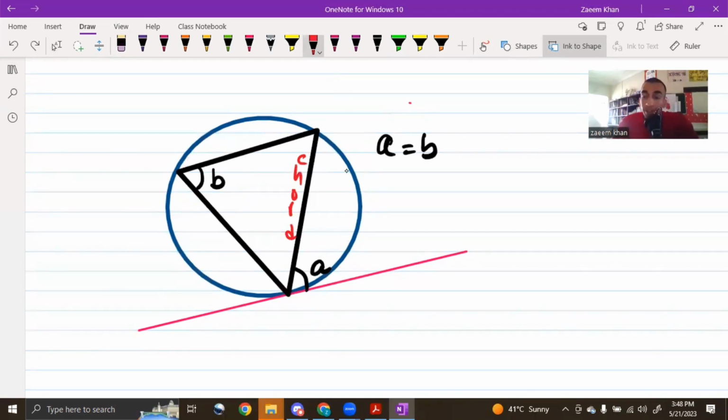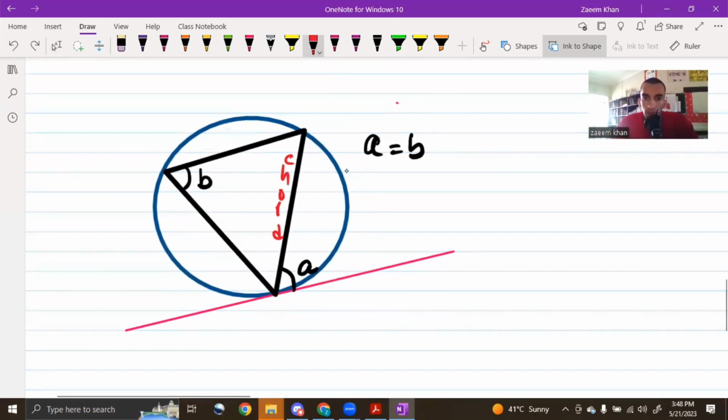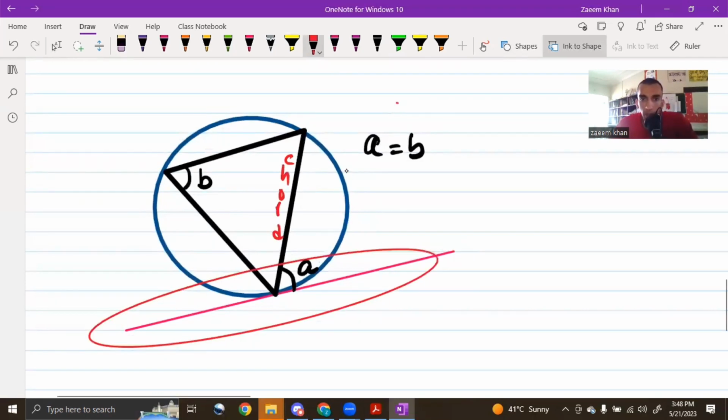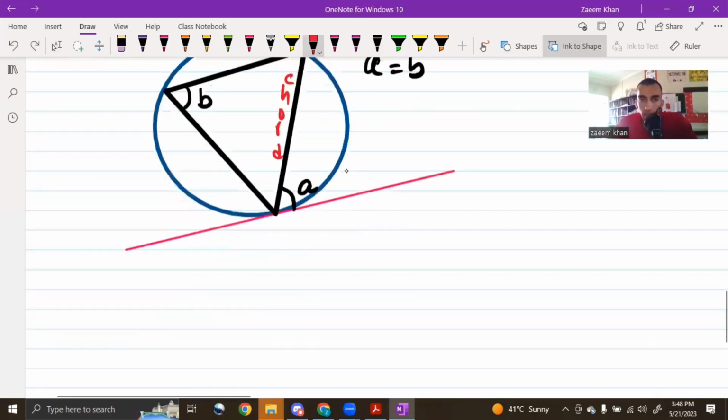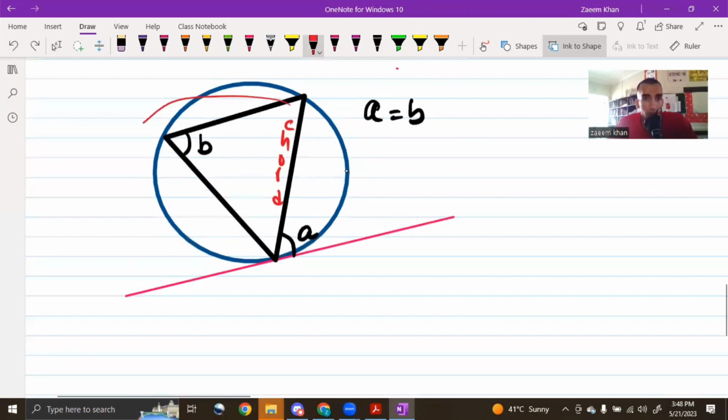Their angles are in the alternate segments. One of them has been formed through a chord and a tangent, and the other one has formed inside the triangle, which is right opposite to it. I mean, there's no better way of describing it. Just for this, except for the fact that they're in alternate segments, they're going to be equal. So that's property number 6.